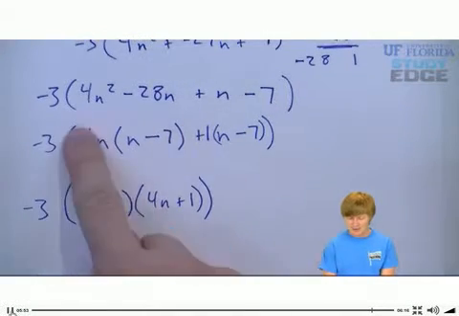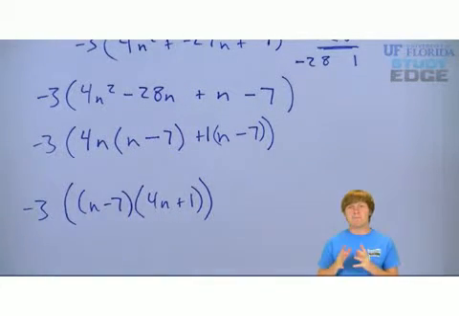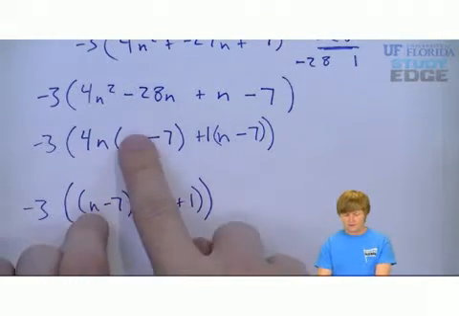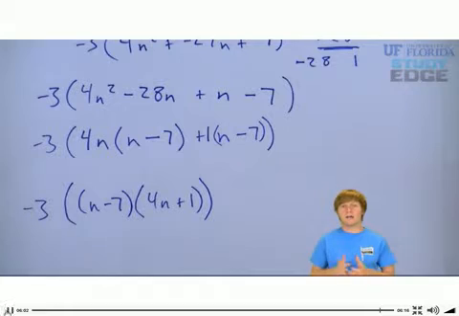So really in this last step right here, all that I did is I took n minus 7 and I factored it out of these two multiplied terms. Okay?